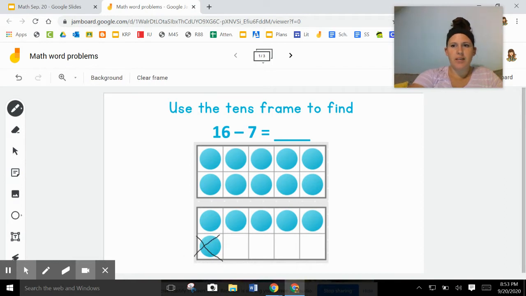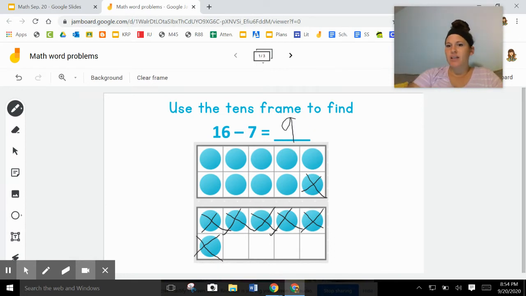1. How many am I taking away? 7. 2. 3. 4. 5. 6 and 7. So now I'm looking, I'm like, okay, if I had all of these untouched, not crossed out, I know that my answer would be 10, but I've got 1. What is 10 subtract 1? What is 1 less than 10? 9. 9 is your answer.